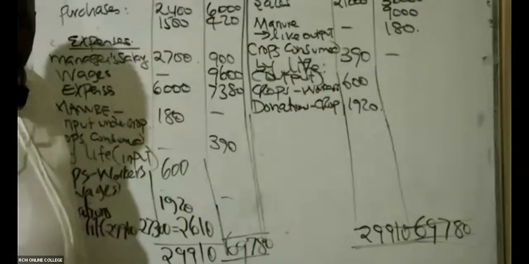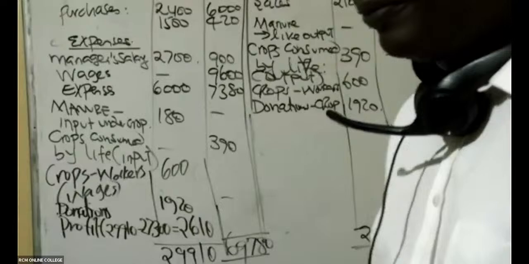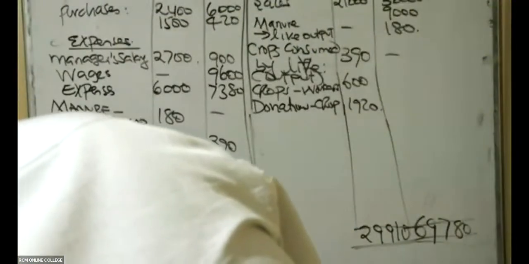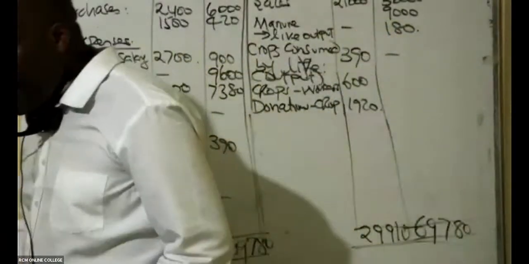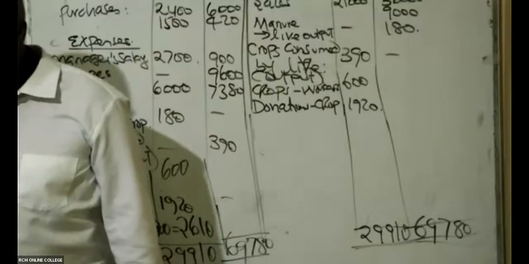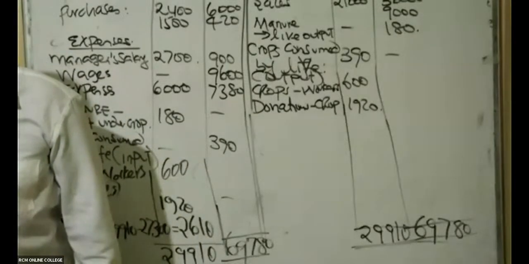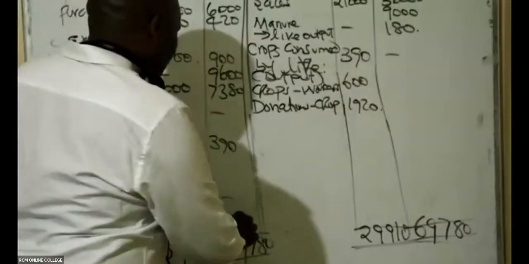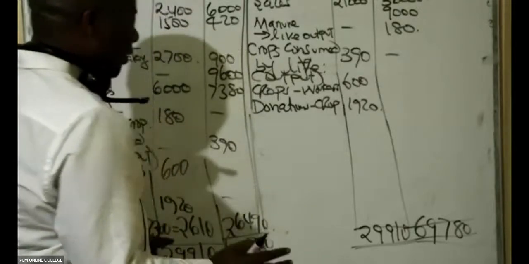A profit of how much? Thank you, Isaac. Can somebody be knowing the profit here? Somebody is telling me it's very huge. 26,490. A profit of 26,490. That is it.